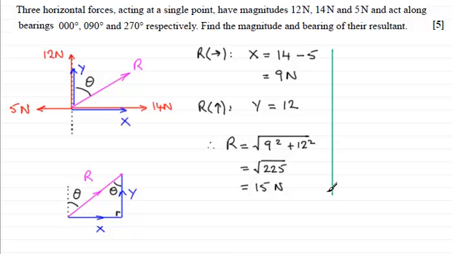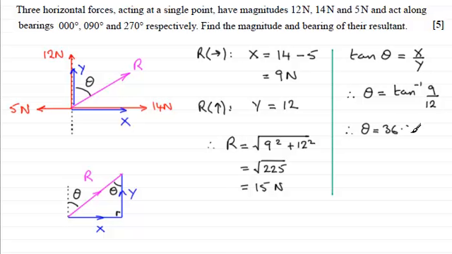As for the angle theta, we just use basic trigonometry. The tan of theta compares the opposite side over the adjacent side, so tan theta equals X over Y. Therefore I can take the inverse tan of both sides, so theta equals the inverse tan of X over Y. X is 9, Y is 12, and if I work that out on the calculator, the angle theta equals 36.869 and so on degrees.